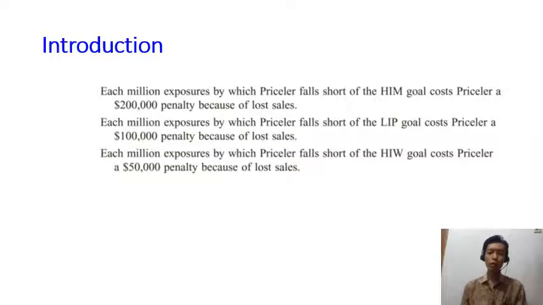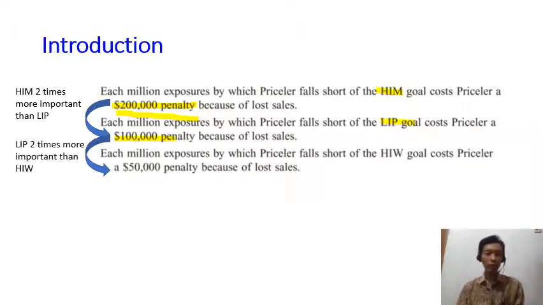In the previous video, when we talked about the deviation variables, in that problem, the decision maker can exactly say that, for example, when we fail to meet the high income man goal, then there is a penalty of $200,000 and so on. And then also for the other goals, the decision maker can exactly say how much the penalty is. So if we have these values for each of the goals that we can't meet, we can say that the HIM constraint is 2 times more important than LIP, and then the LIP constraint is 2 times more important than HIW. So it's good if we can exactly give the value of the penalty when we do not reach the goals.